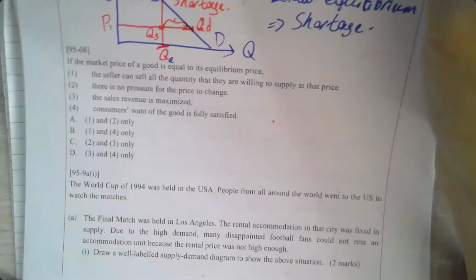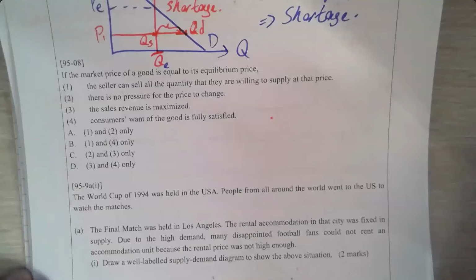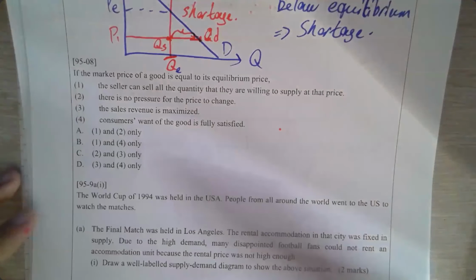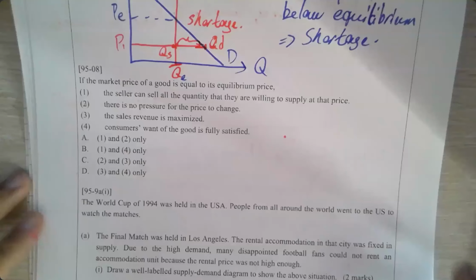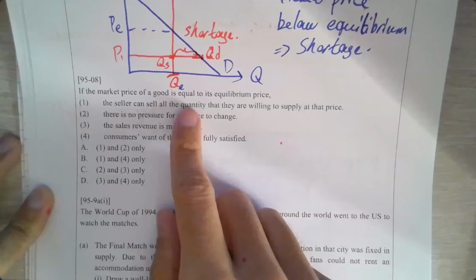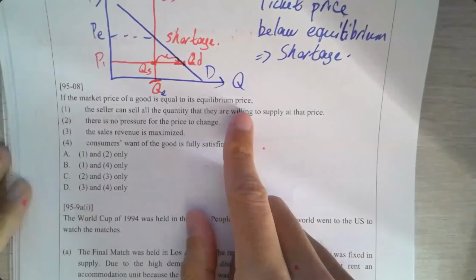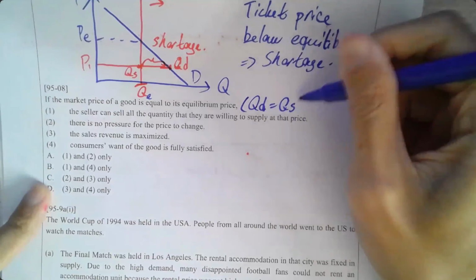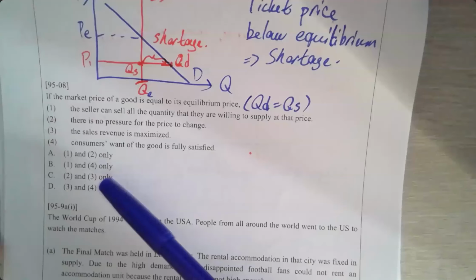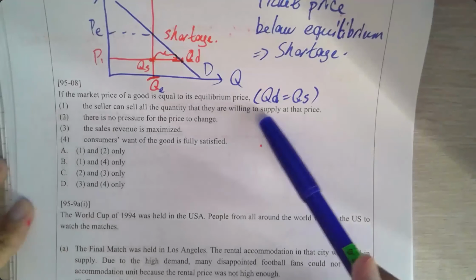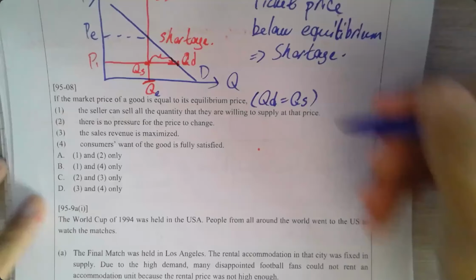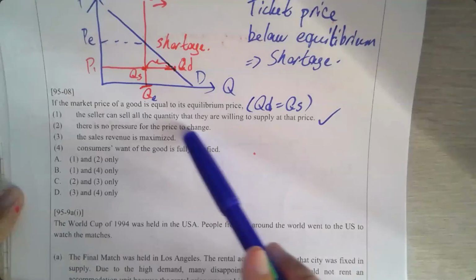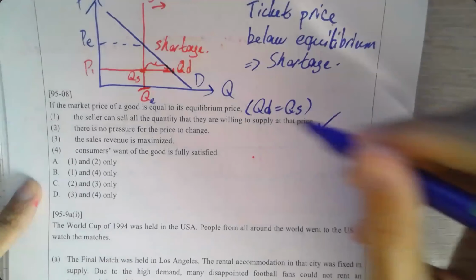Okay, now let's move on to the real past paper. 1995 question. If the market price of a good is equal to the equilibrium price, what does that mean? We know QD equals QS, then the seller can sell all quantity they are willing to supply at that price. Exactly, this is actually what market clearing means. There is no pressure. Why? Equilibrium, no tendency to change.